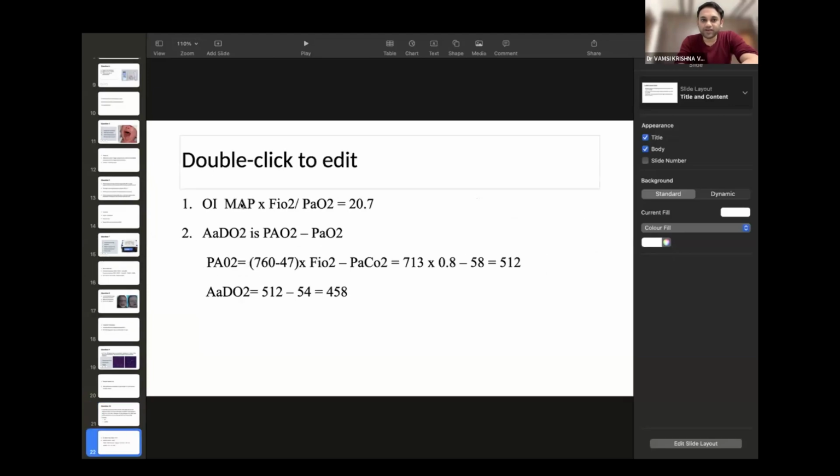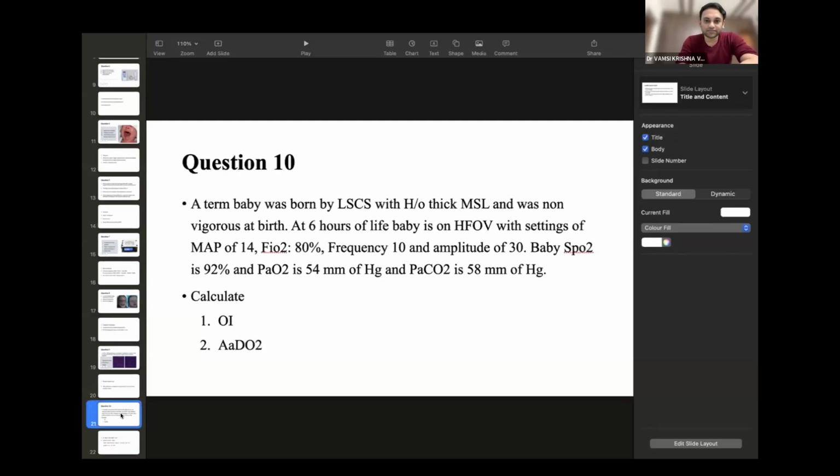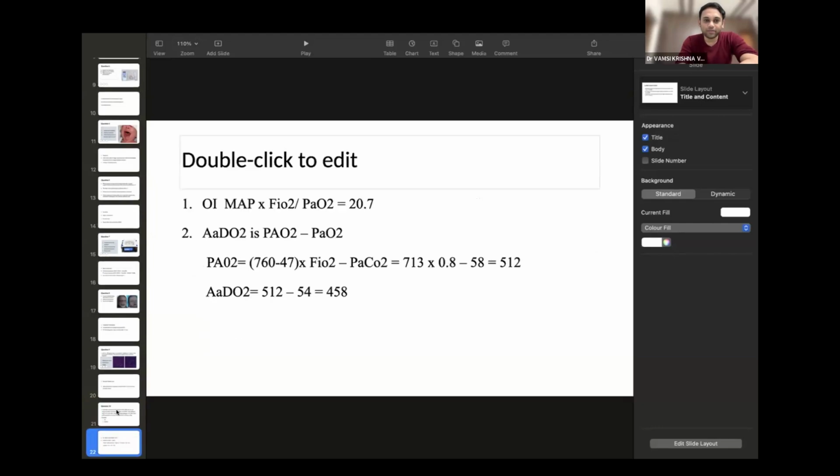Okay, your formula for OI is MAP into FiO2 by PaO2. Your MAP is 14, your FiO2 is 80%, and your PaO2 is 54. So you'll get around 20.7, which has been correctly told.